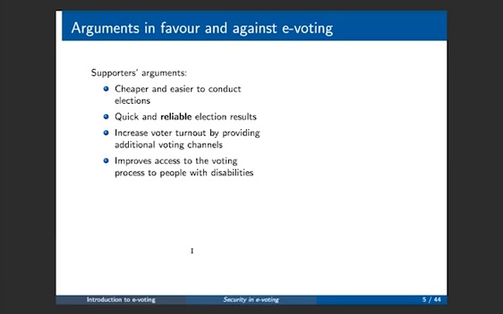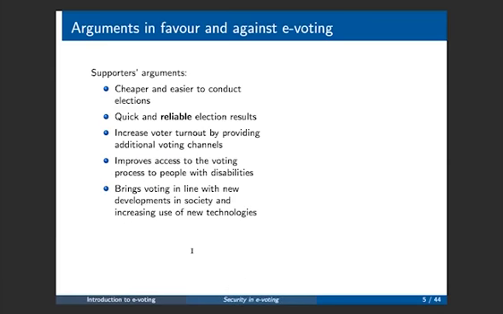It's also said that it improves access to the voting process for people that have disabilities, in a secret way, because usually there is someone that needs to go inside the polling booth to help people with disability. The idea with e-voting is that this should be possible to be done alone, with no extra help.